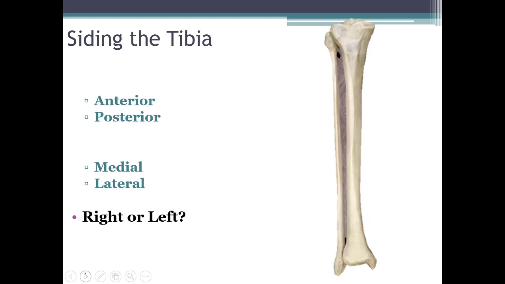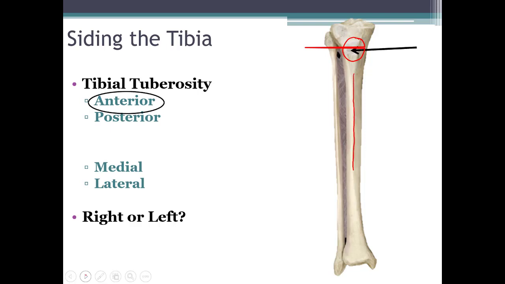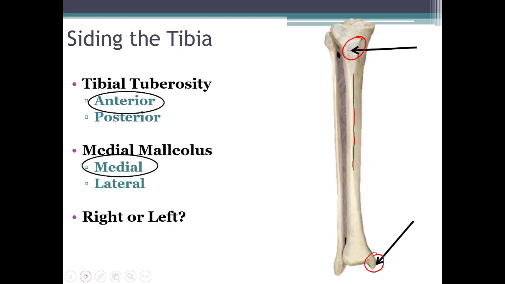So using the features we learned, a lot of people will either use the tibial tuberosity or that anterior border to find something that is anterior. And then as far as medial or lateral, the easiest thing I have found is that medial malleolus, and it tells you in its name that it's medial. So if I know I'm looking at this from an anterior perspective, and that's my medial malleolus, remember my inside ankle bump, I would know that this is a right tibia.